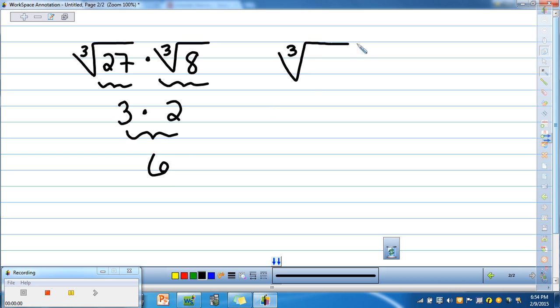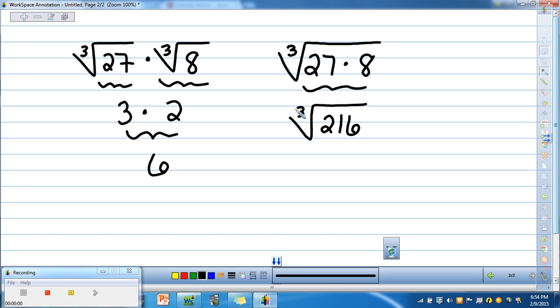If we were to put the multiplication together, underneath the cubed root, we have 27 times 8 on the inside. You can grab your calculator for this one to see that 27 times 8 is equal to 216. The cubed root of 216 is 6. So we see that we get the same answer. Therefore, the cubed root of 27 times the cubed root of 8 separately is the same thing as doing the cubed root of the two being multiplied together.